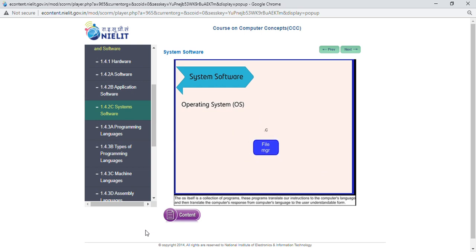The OS itself is a collection of programs. These programs translate our instructions to the computer's language and then translate the computer's response from the computer's language to the user understandable form.